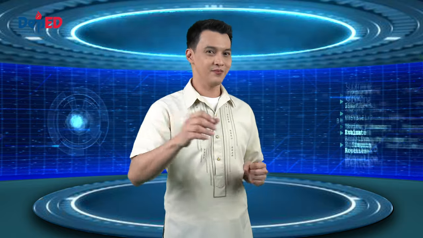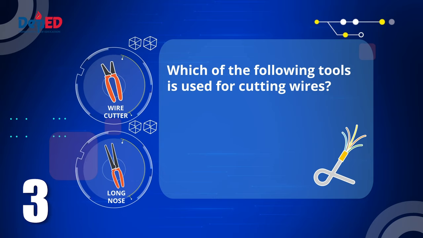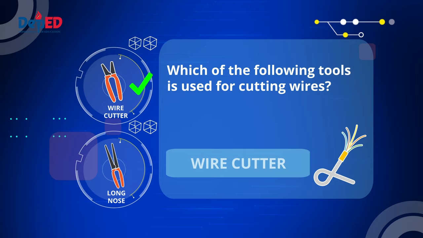Let's have number 3. Which of the following tools is used for cutting wires? The answer is a wire cutter.